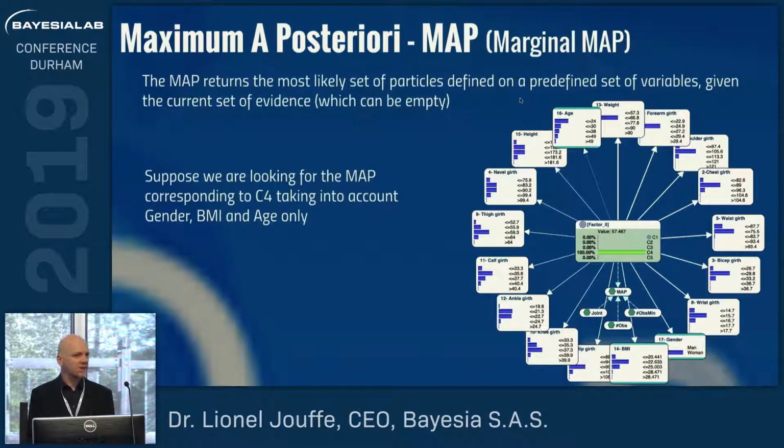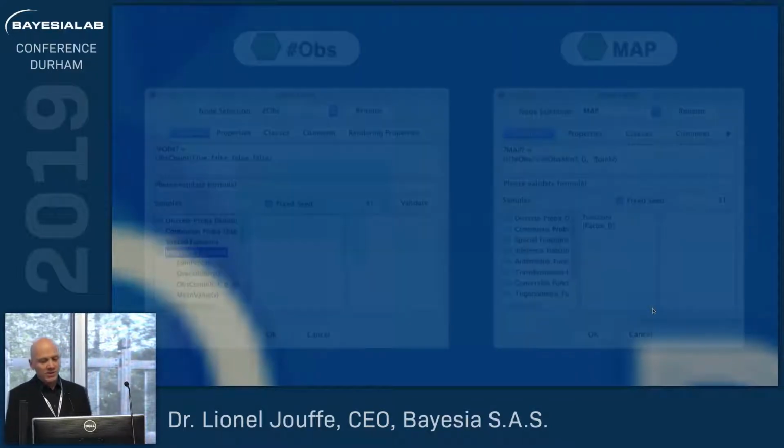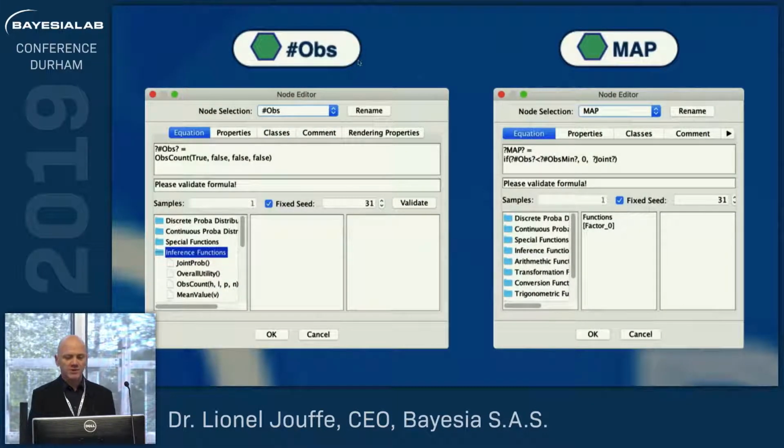So I cannot use the MAP for that because it's going to instantiate everything, right? So I just want to focus on these 3 nodes, and for that I've created these function nodes. So I have the maximum a posteriori, I have the joint, the number of observations, and the minimum number of observations I want to have in this maximum a posteriori. And the function I use here, I'm just going to focus on these 2.